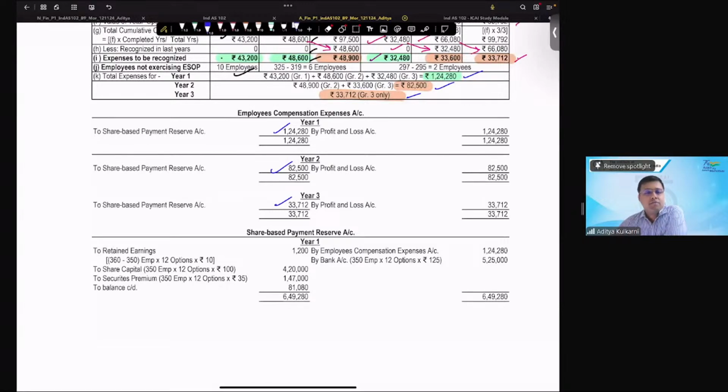Actually, option 1 is closed and option 2 is closed and option 3 is closed, and some allotments have happened in option 1 and option 2 and option 3 as well.